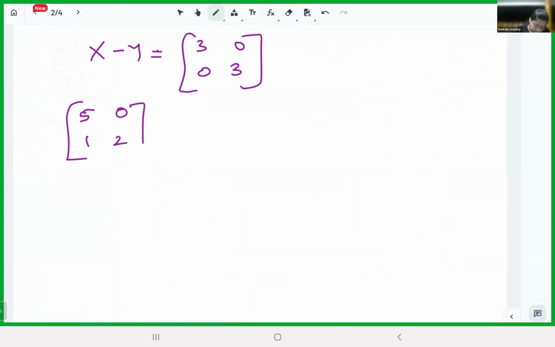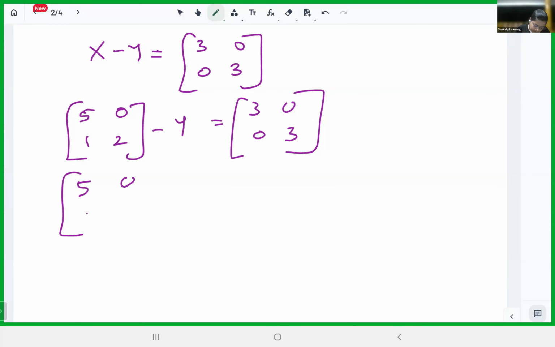X minus y is equal to matrix 3, 0, 0, 3. Okay, so I'm going to put the value of matrix x, that is 5, 0, 1, 2, minus y equal to matrix 3, 0, 0, 3. Now you have to find out the value of y from this.